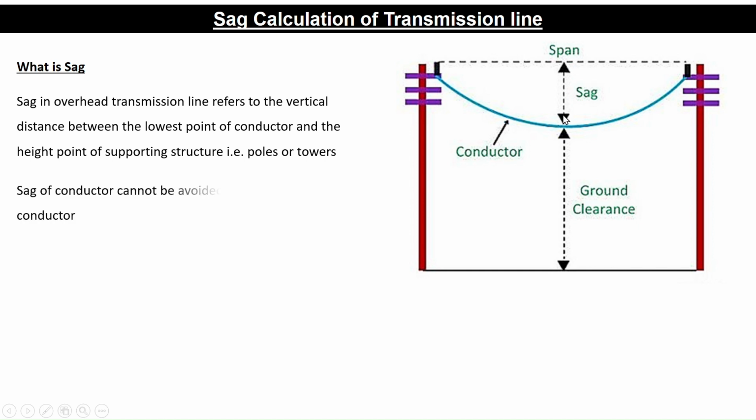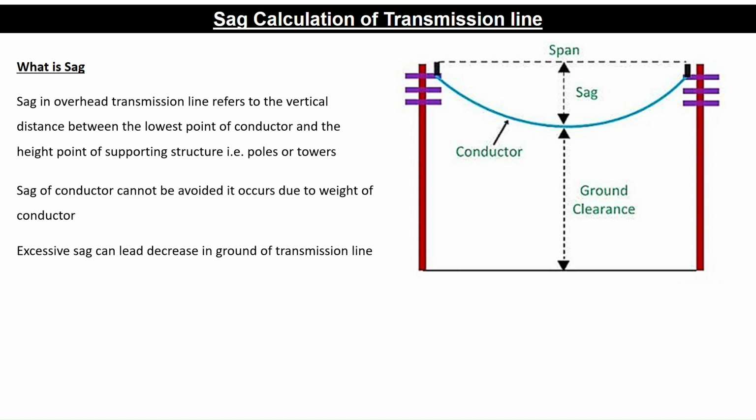Sag of a conductor cannot be avoided. It occurs due to the weight of the conductor. This sag cannot be avoided because a conductor always has a weight, and due to the weight the sag occurs. Excessive sag can lead to a decrease in the ground clearance of the transmission line. This is the ground clearance. With excessive sag, the ground clearance of the transmission line gets decreased.